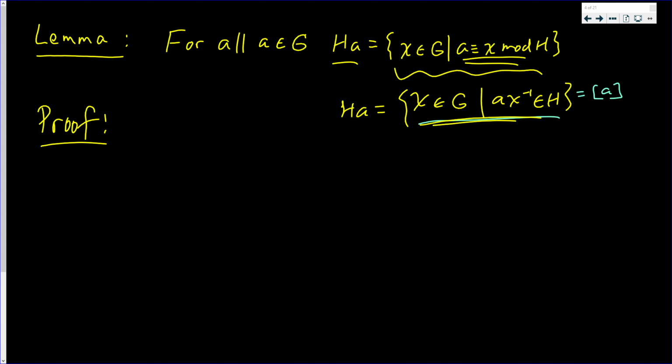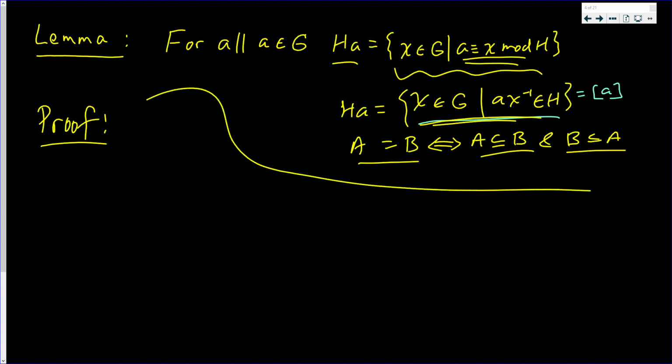Now, when two sets are equal, if set A equals set B, what that means is that A is a subset of B and B is a subset of A. If you can show those two properties, then you can conclude that the two sets are in fact equal. Okay, how about we get into the proof? Maybe we'll start it a little bit lower.